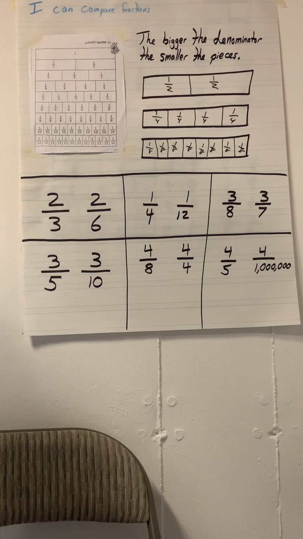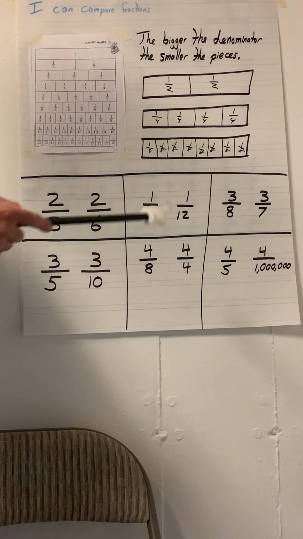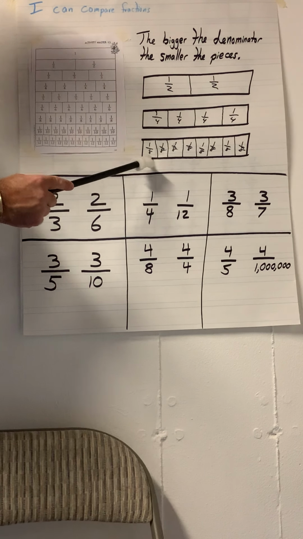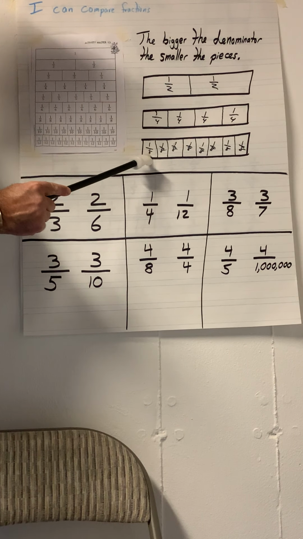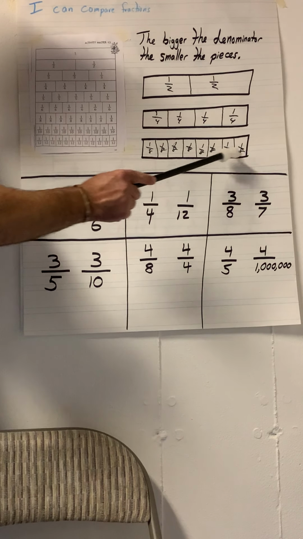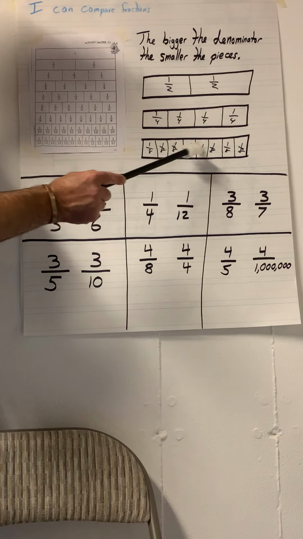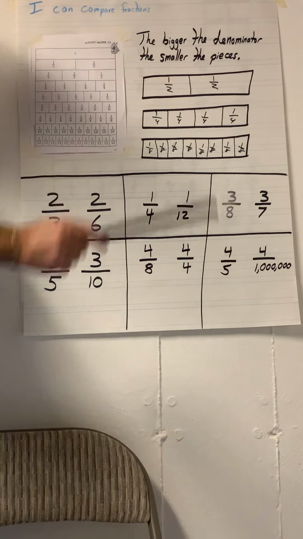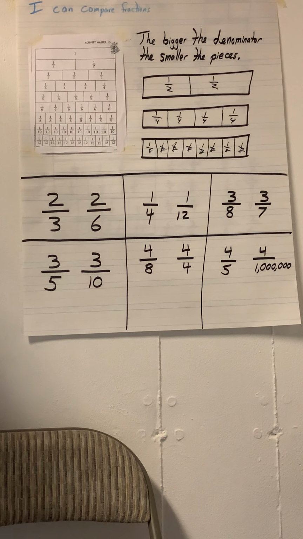So what happens is the bigger the denominator, the smaller the pieces are. If it's cut into eighths, well, an eighth means the same size bar is cut into eight pieces. I'd rather have the same size bar cut into two pieces because that piece is way bigger. So the bigger the denominator, the smaller the pieces.